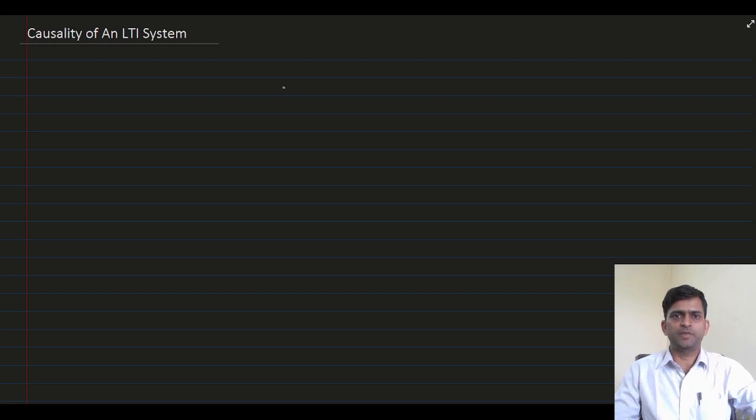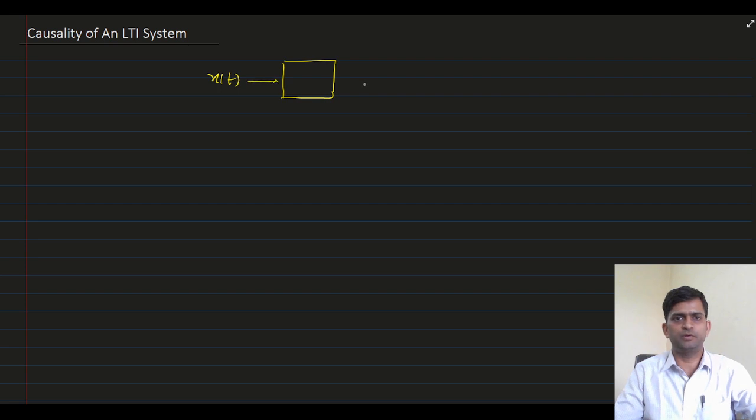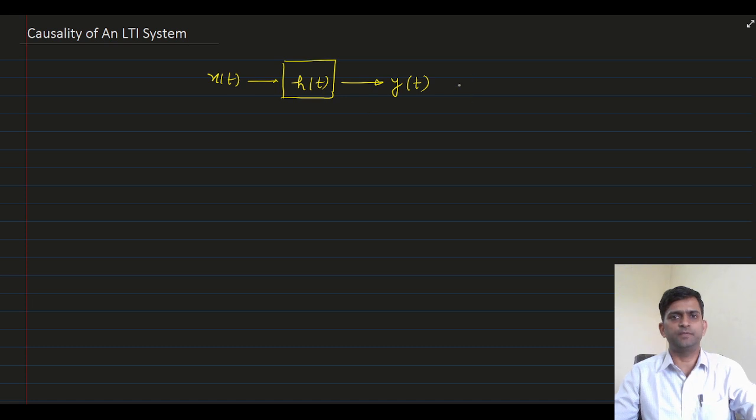If you have a system which has input x of t and output y of t, and the impulse response of the system is h of t, then the output of the system is given by the convolution, which you already know, of the input and the impulse response.